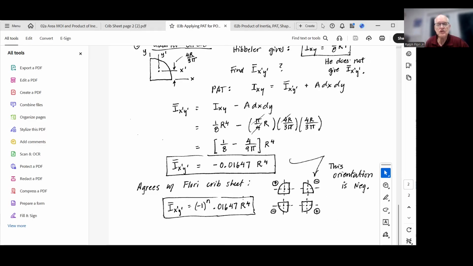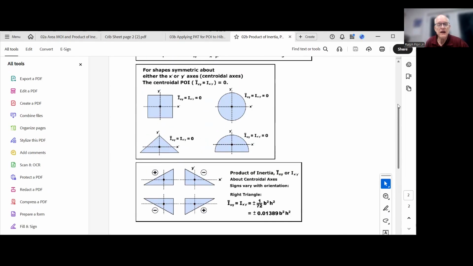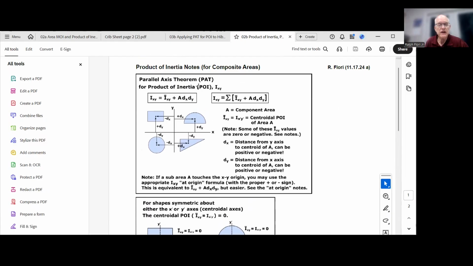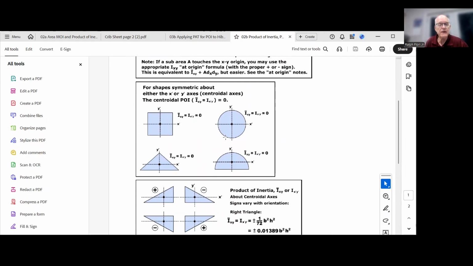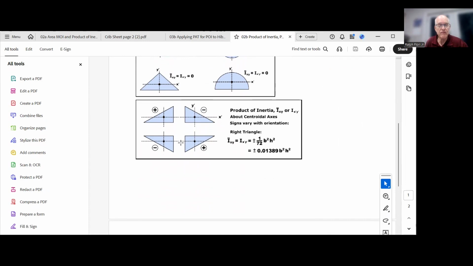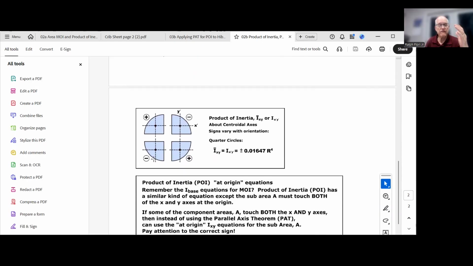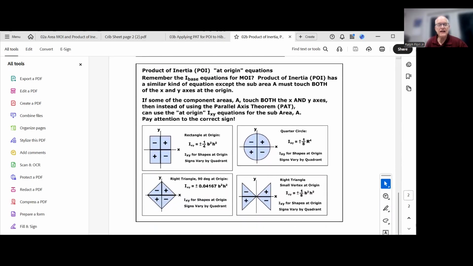One more crib sheet I'll show you, your set of formulas, is this sheet. And this sheet repeats what we already know. So it repeats a product of inertia here. It repeats that our IXY for symmetric shapes are 0. It gives us our right triangle formulas at different orientations, which we saw. It gives our quarter circle values at different orientations, which you've seen. But one new thing it gives is the at origin equations.